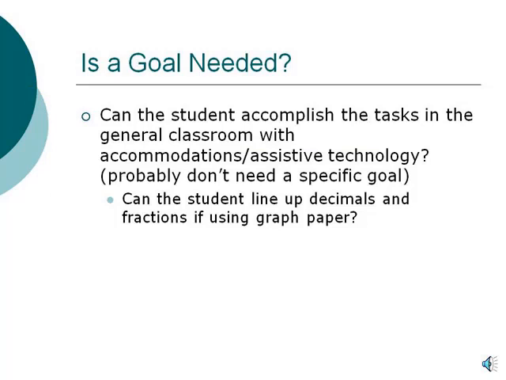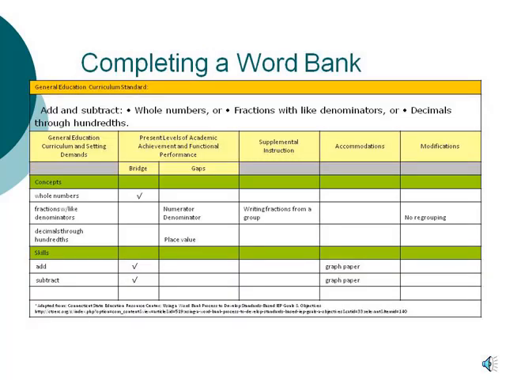After we have completed that step, we want to consider if he really needs a goal in this area, or if with supports and accommodations he can complete this independently in the classroom. One accommodation we could provide him would be graph paper to help line up the fractions and decimals correctly. He will need some additional instruction on how to write a fraction from a group of objects, but that would not prevent him from working on adding and subtracting fractions.